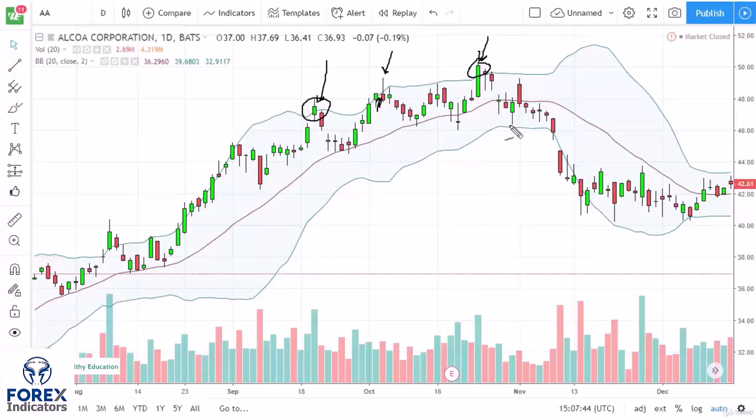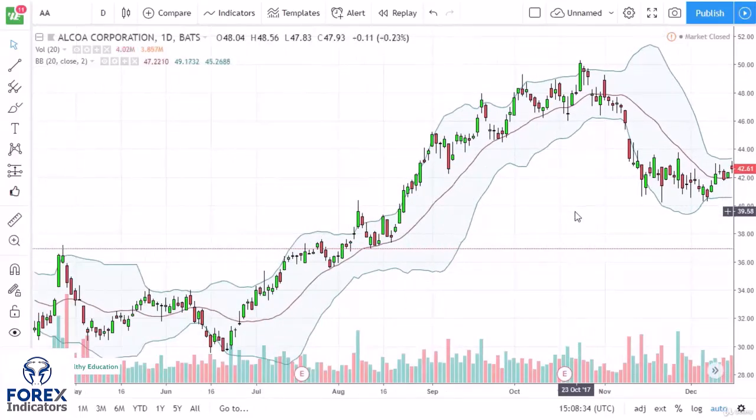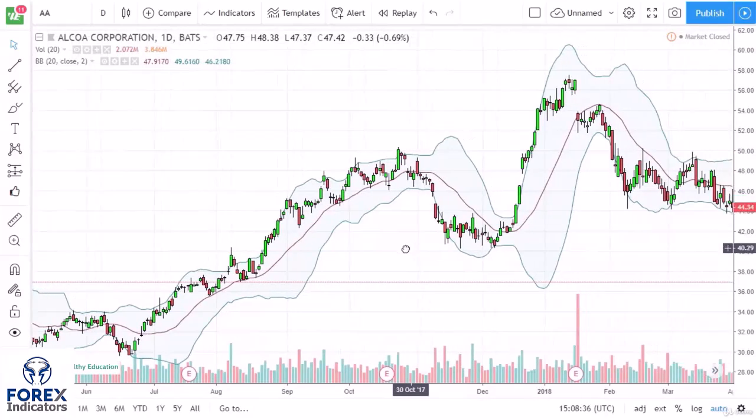Now, some people will short and try to aim for the other side. That's a bit riskier because you're not going with the overall trend.